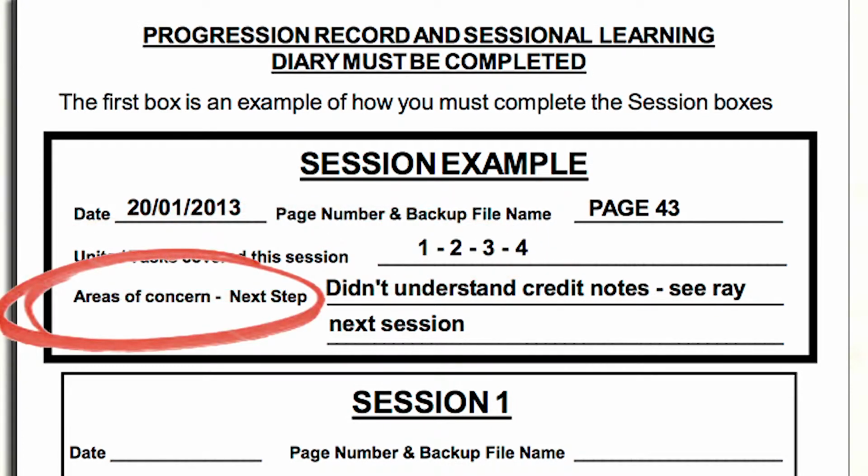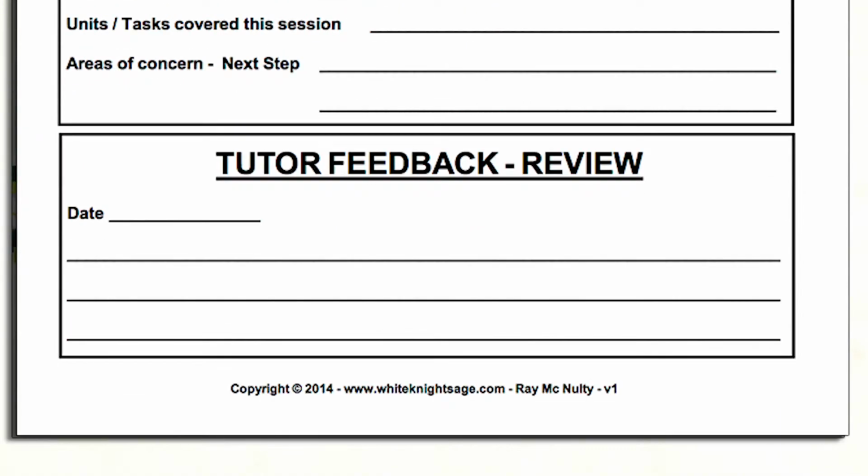Areas of concern, next step. This section can be completed by either the student or the tutor. This is to do with issues affecting the student's progress. Tutor's feedback and review. The tutor uses this section to record any advice or information given to the students.